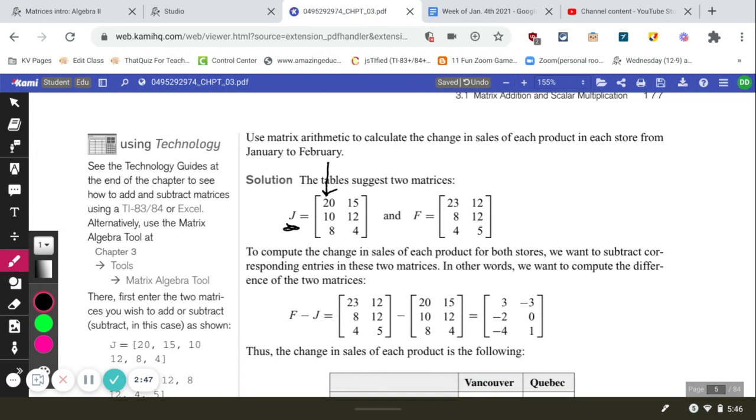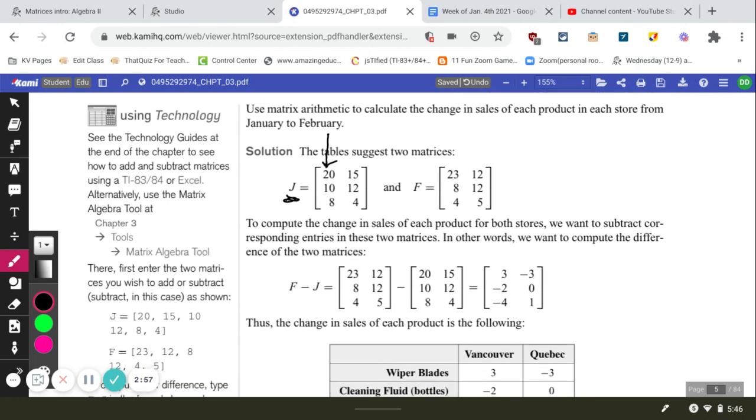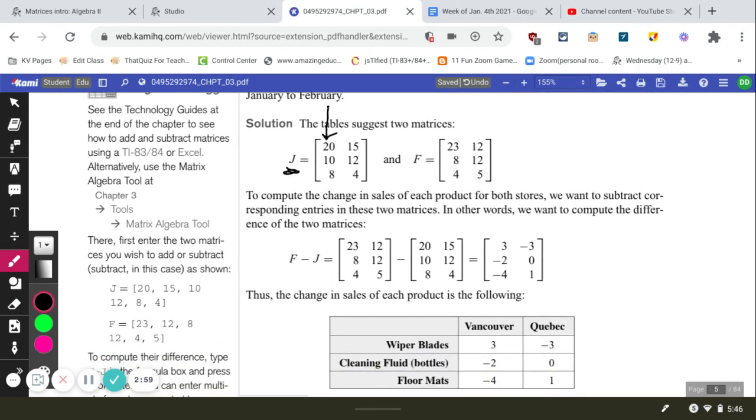The question was, use matrix arithmetic to calculate the change in sales of each product in each store from January to February. So to do this, they're just going to subtract the matrix for February and the matrix for January. They set them up, that one goes there, this one they put there, and they just subtract it straight across.